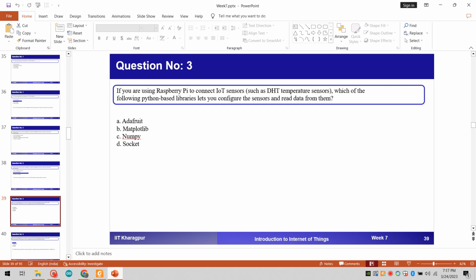Question number 3: if you are using Raspberry Pi to connect IoT sensors, which of the following Python libraries lets you configure the sensor and read the data from them? Options are Adafruit, Matplotlib, NumPy, Socket.